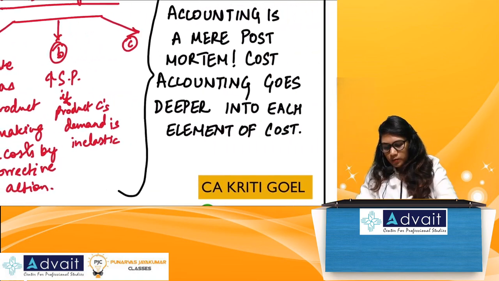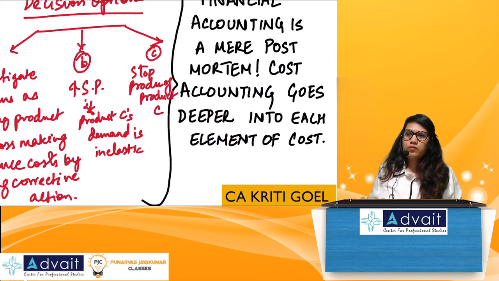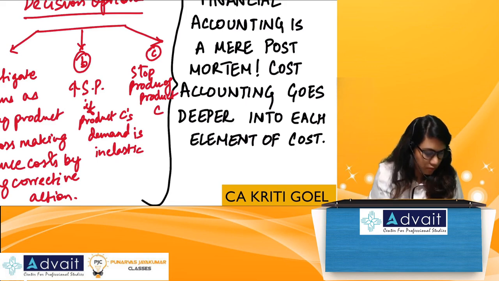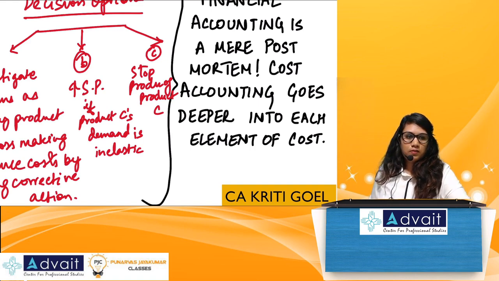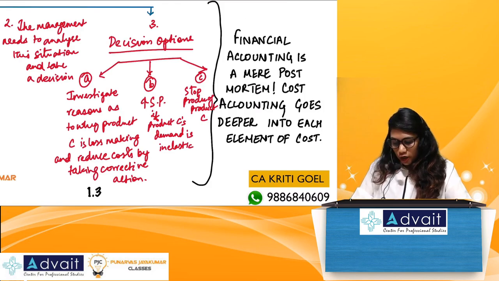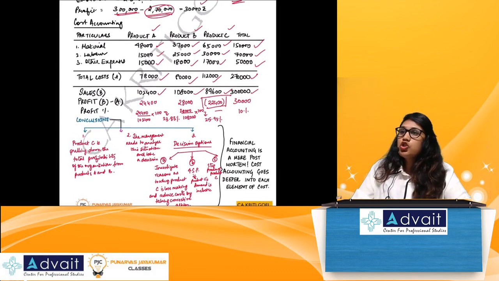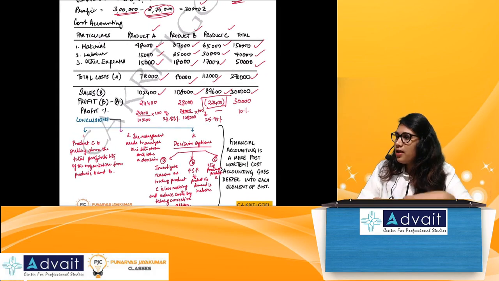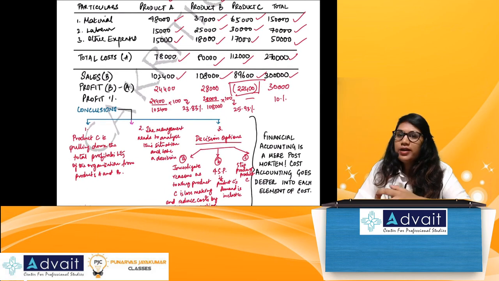Correct? So the third option could be to stop production of product C. Stop production of product C. Yes. So you could stop production of C. So these are my various decision options. So now cost accounting will help us in analyzing these decisions, which financial accounting did not.